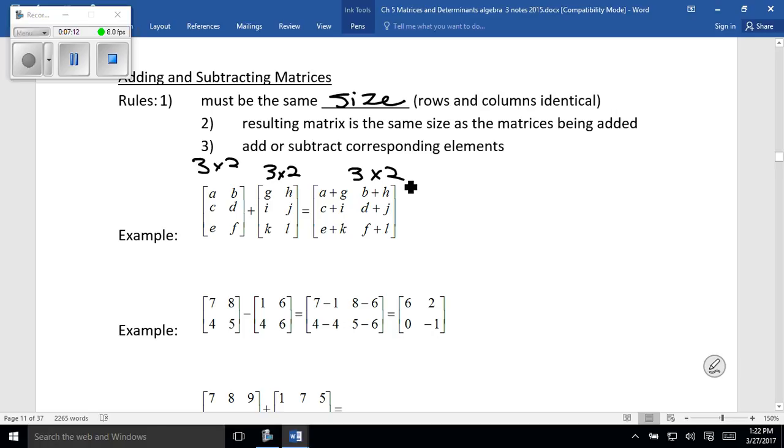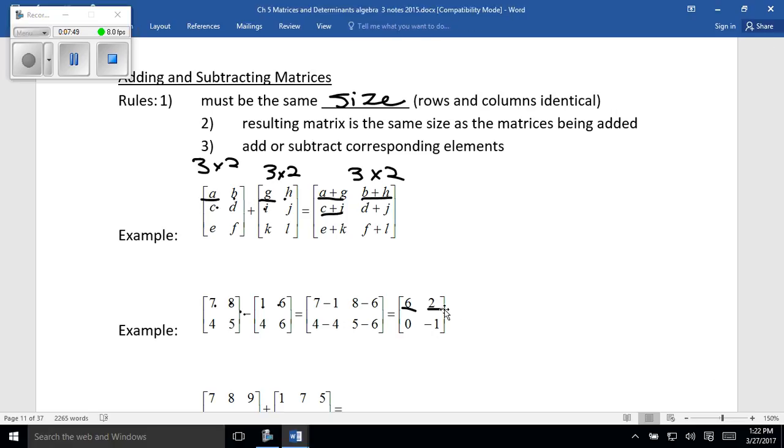And when you add them, it's position to position. So row 1, column 1 plus row 1, column 1. So I take the A plus the G. Row 1, column 1. Understand? B plus who? H. Same position. C plus I, and so on. Any questions? Nothing changes for subtraction, except you're subtracting. So you take 7 minus 1 to get your 6. 8 minus 6 to get your 2. Make sense?